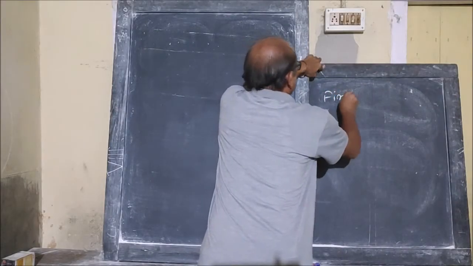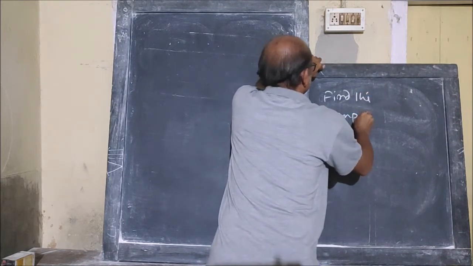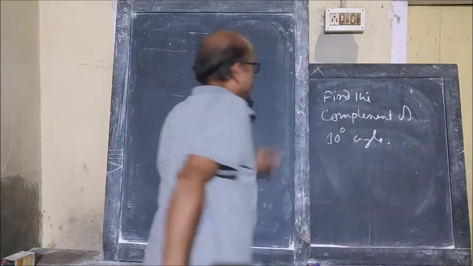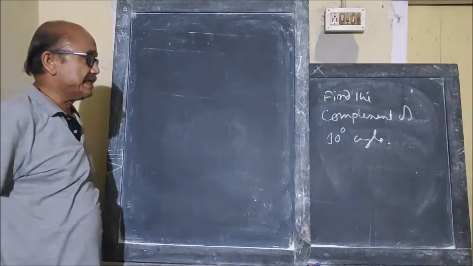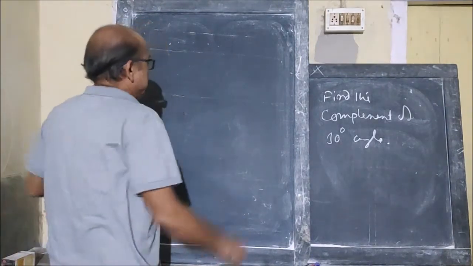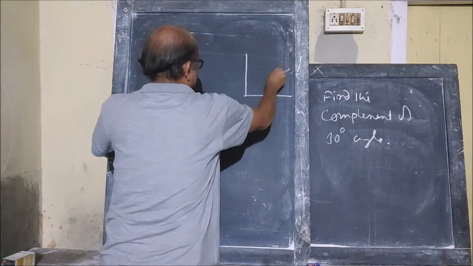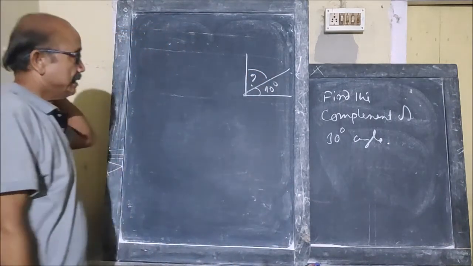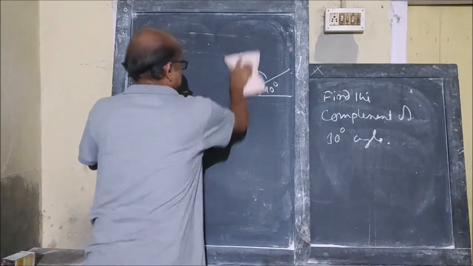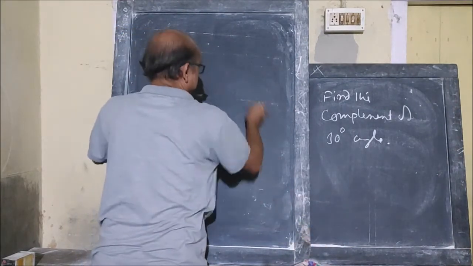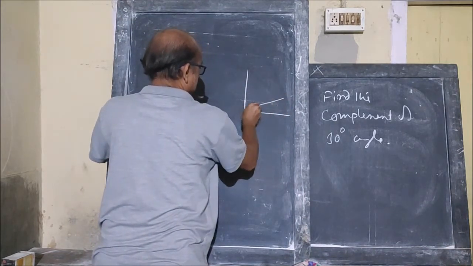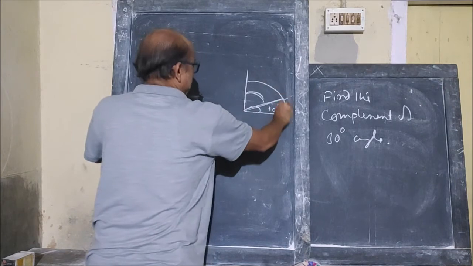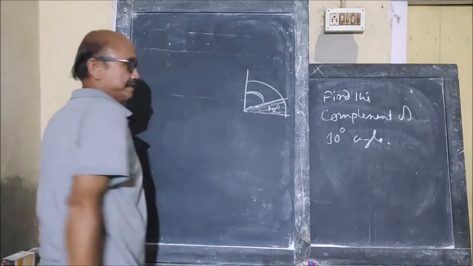Find the complement of 10 degree angle. Complement is related to 90 degree. It is 10 degree and that one is the complement. Complement is related to 90 degree and one angle is given. It is 10 degree. So this measurement will be 90 minus 10.